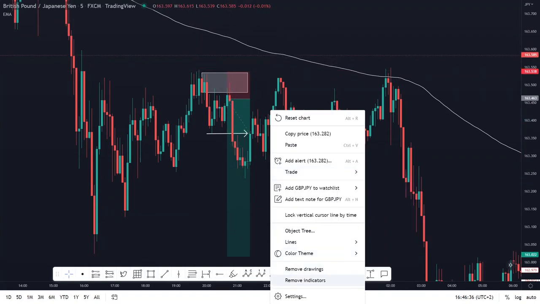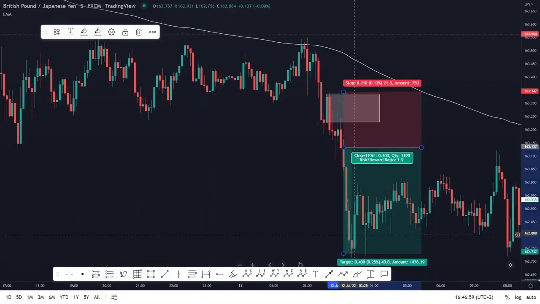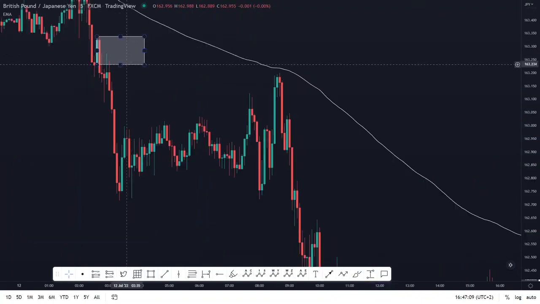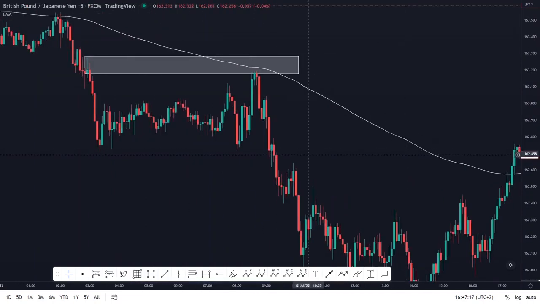So let's find another entry. Another zone is this one here. As you can see, we have everything to confirm our trade, but the entry is very risky. This is 1:2, but we don't want to take this kind of trade. And then we have another zone over here, which is our supply zone. As you can see, the market came to the zone and closed bearish.